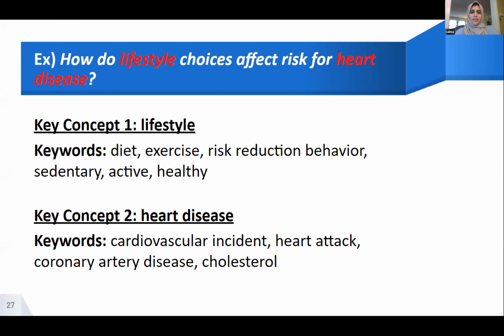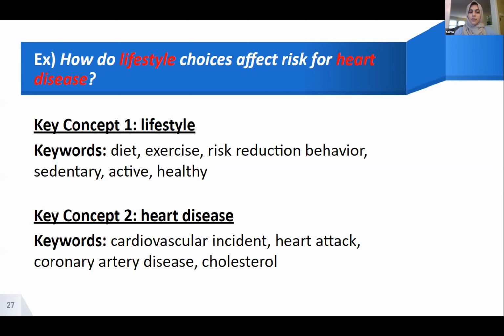So I would look at these and identify your key concepts as lifestyle and heart disease. I'd want to focus on those two terms. Lifestyle encompasses a lot of things, so you can think of diet, exercise, sedentary behavior, etc. And for heart disease, you could go under the name of cardiovascular incident, and you can begin naming some: heart attack, CAD, peripheral artery disease, etc. There are a lot of things that go under the umbrella of the key concepts that you have.